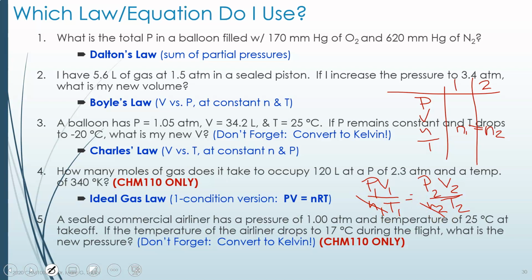And we know the initial pressure. That's 1.00 atmospheres. We know the initial temperature. Convert that to Kelvin, 298.15 degrees Kelvin. And you'll notice I'm not rounding this until the end of the problem. We convert it as best we can for now, and we'll round to the appropriate number of digits at the very end. You're told it drops to 17 degrees. 17 degrees would be 290.15 degrees Kelvin.